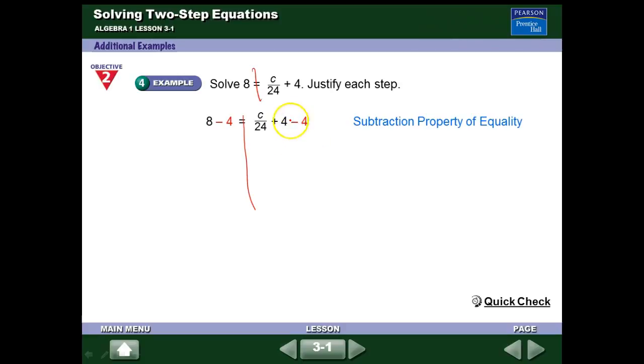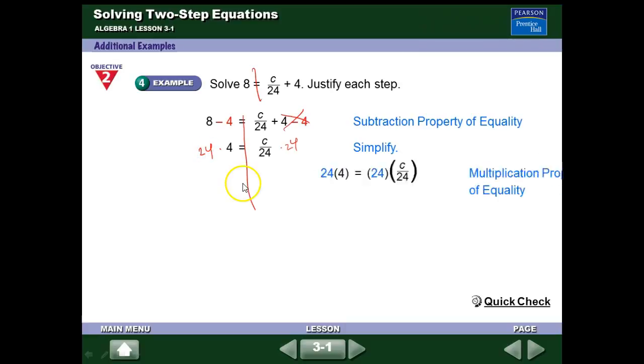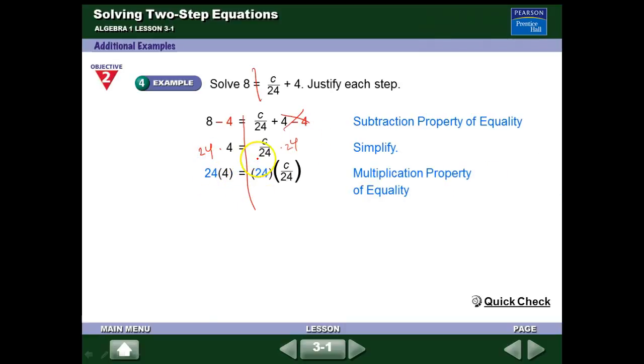So we have 4 minus 4, that's going to cancel out and give you 0. 8 minus 4 is going to be 4. This is what you're left with. It has C divided by 24. What is the opposite of divide? Multiply. So we're going to times both sides by 24, because whatever you do to one side, you got to do to the other. 24 times 4 is going to give you 96. And this is going to cancel out and give you just C. So C equals 96. You can actually, like we said before, punch this in for C and solve it, and you are going to see that it does check, that 8 equals 8 on both sides. Therefore, 96 does equal C.